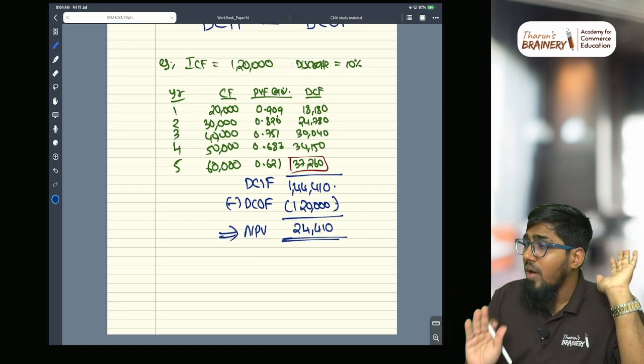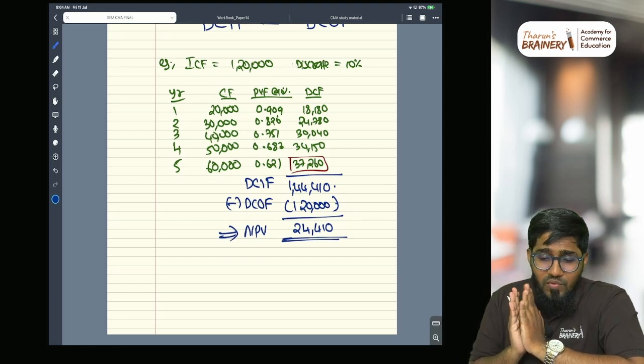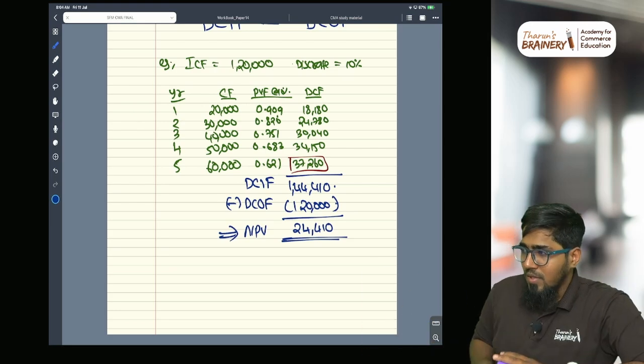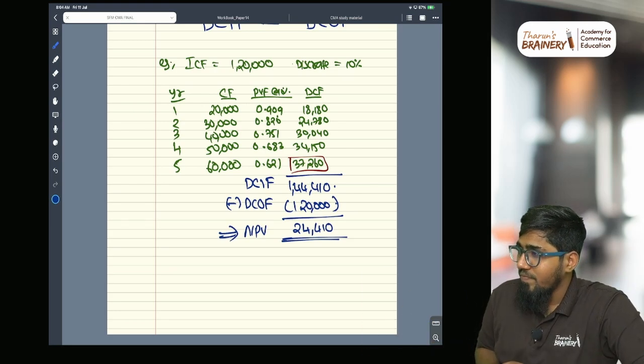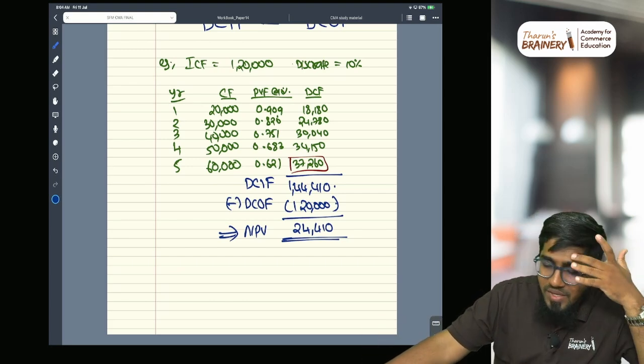How many of you are understanding? And if you are understanding, what you have to do? Everyone, what you have to do if you are understanding? Super. Super. So now you are getting where NPV comes into the picture.